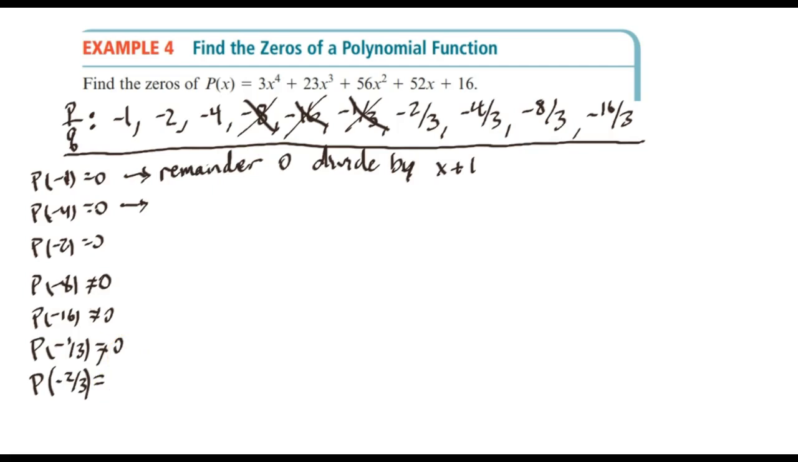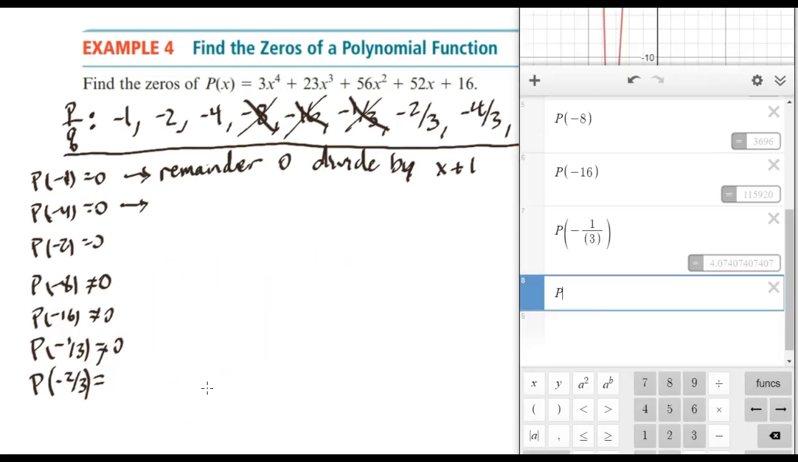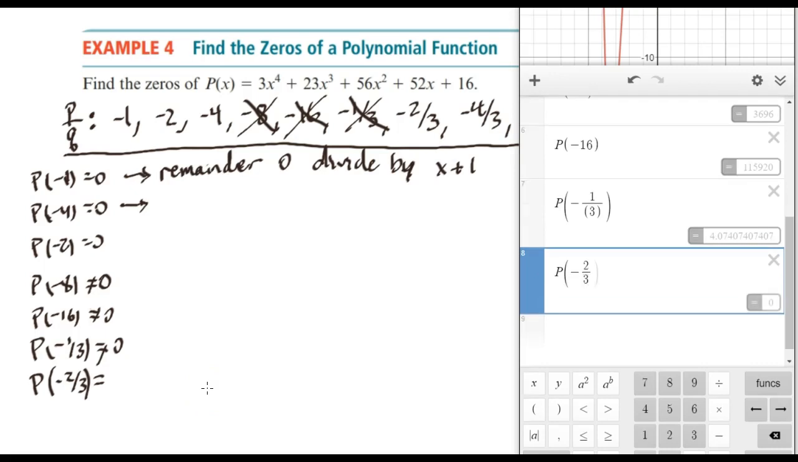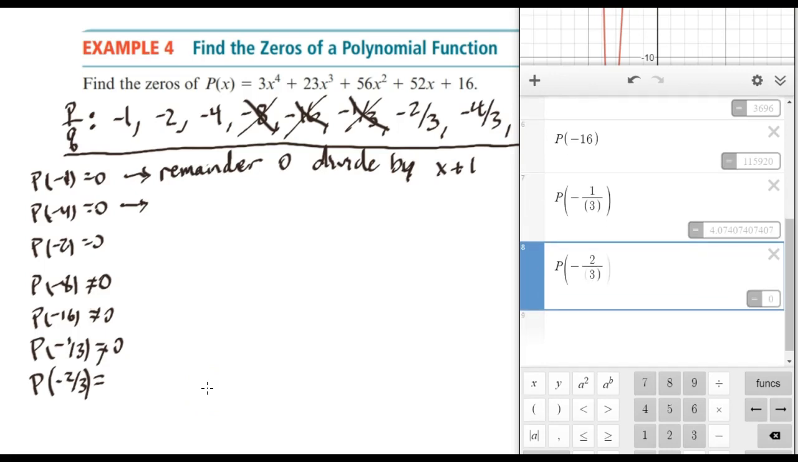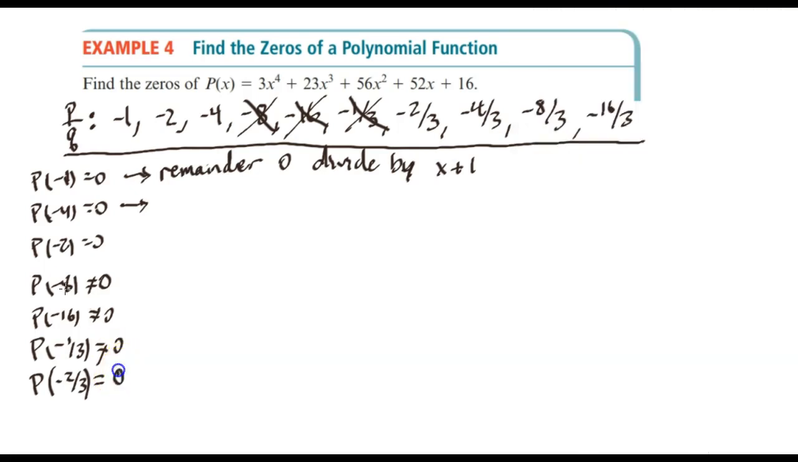P of -2/3. And this is going to work, I believe. If I remember correctly, P of -2/3. That's equal to 0, as you can see. Yeah, it's equal to 0. You can see that right there. So that's equal to 0.